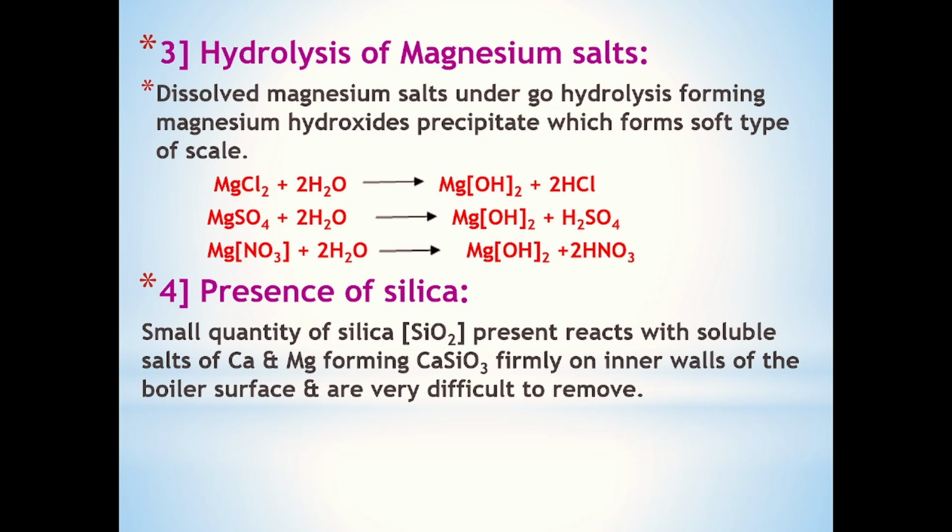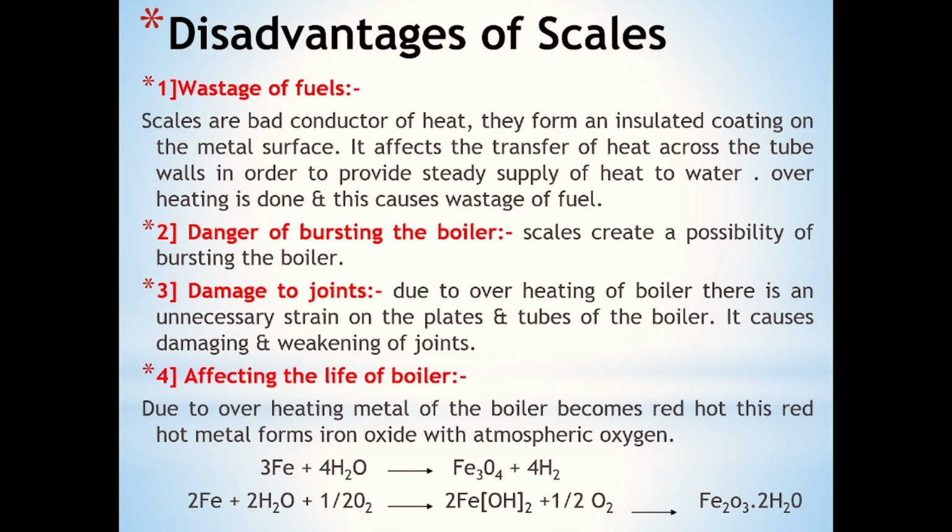Last, the presence of silica. The small quantity of silica present in the water reacts with the soluble salts of calcium and magnesium, forming calcium silicate and magnesium silicate on the inner walls of the boiler surface, and they are very difficult to remove. So these are the four causes for the formation of scale.